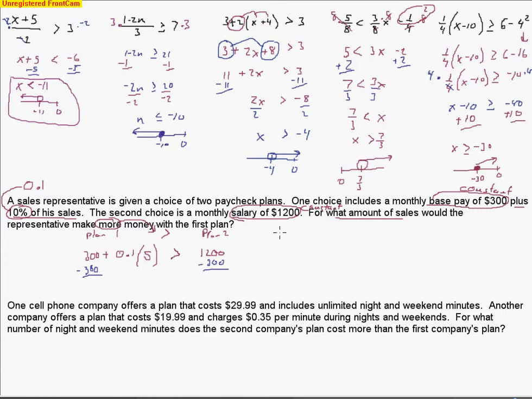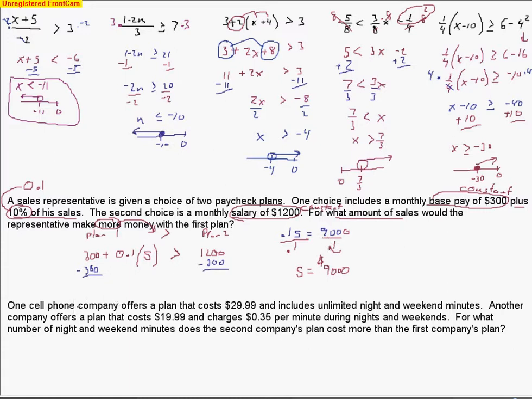I'm going to rewrite this as 0.1s equals, and this makes 900 when I did that subtraction there. So all I have to do now is divide by 1/10. Now when you divide by 1/10, the numbers are not going to change, it's just the decimal point. So move the decimal point over one space. Here I'm going to just add a 0, and there's my answer. S, the sales, equals 9,000. So $9,000 in order to make it so that plan 1 is the better deal.